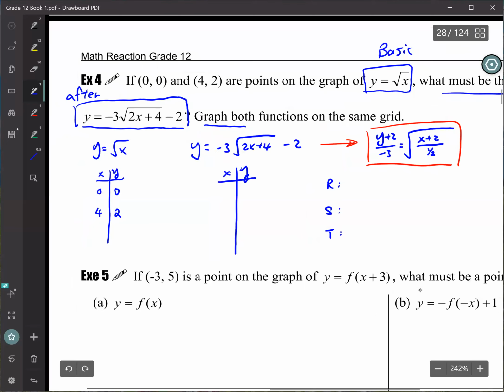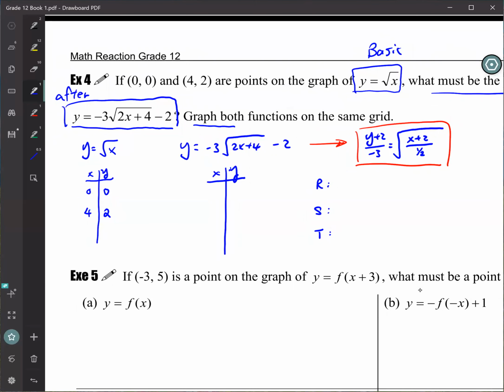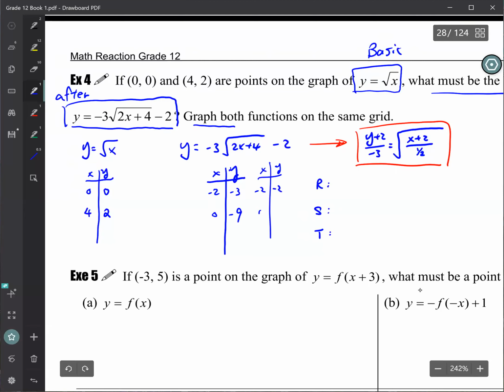Okay, let's check some points. Tiana, what do you have for the table? I'm not too sure, but I have -2, -3, and 0, -9. Okay. Cindy, what about you? I got -2, -2, and 0, -8. Okay, pretty close, you two are close. Kelly, what about you? I got the same as Cindy.